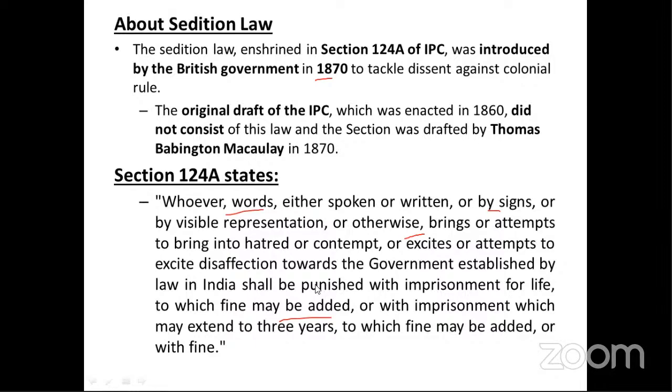So till now, what we have studied about sedition law, recently the Chief Justice of India said that this sedition law was actually used by the colonial British government. It was added in 1870 in the Indian Penal Code. Thomas Babington Macaulay was the person responsible for the addition of this sedition law. The purpose was that any freedom fighter, any person in India raising their voice against the British government, would be silenced.